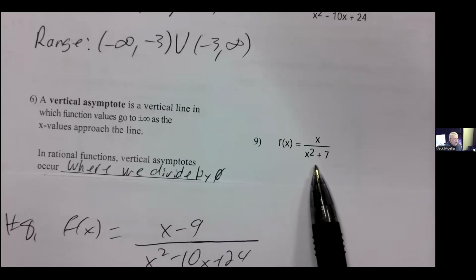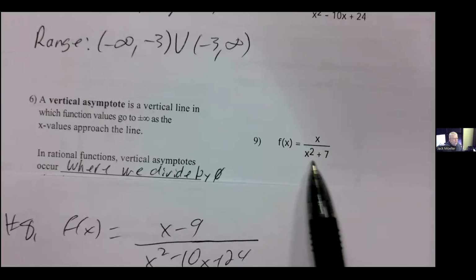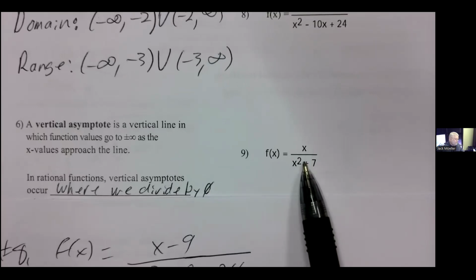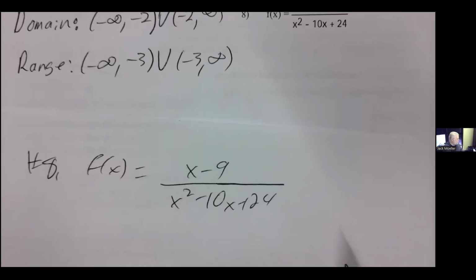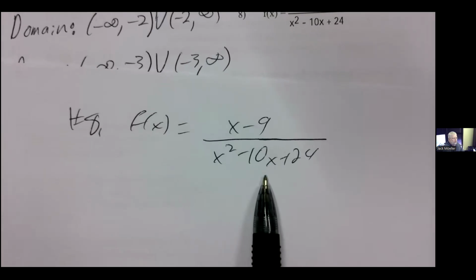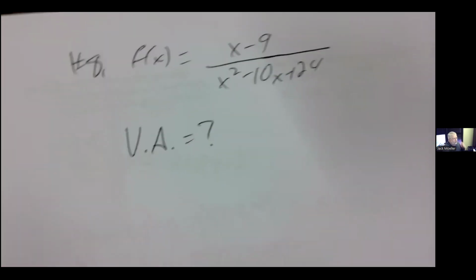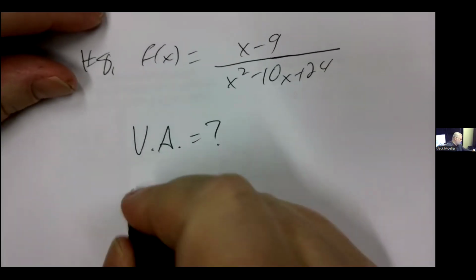So if you jump down here to number 9, you're going to get an imaginary number there because we're doing 7 plus a number. That's never going to be 0. So that one will have no vertical asymptotes. But let's go back to this one. So how do we find vertical asymptotes? Just like the domain, set your denominator equal to 0 and solve.